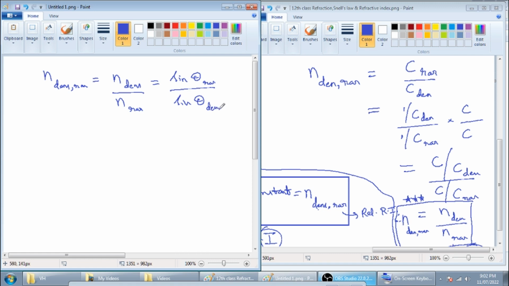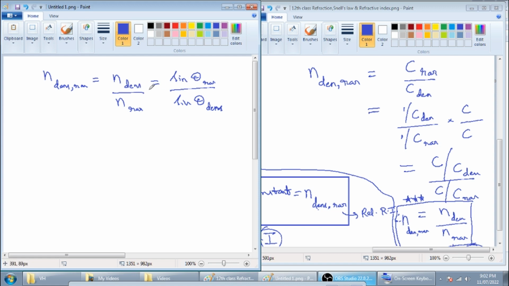This inversion is already present, we have already seen this. In terms of absolute refractive index it is very simple. In terms of relative, that is the sines of the angles in the two media, the inversion is there. Denser with respect to rarer is what? Rarer by denser. Now just observe here, take the last two parts of this long equation. There are three things here, actually two equations. This is equal to this, this is equal to this.